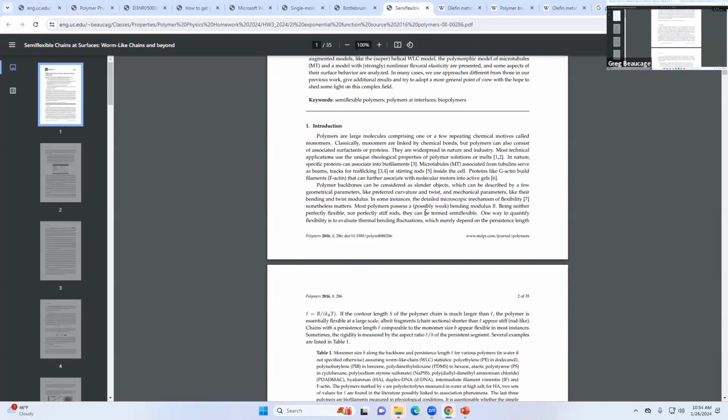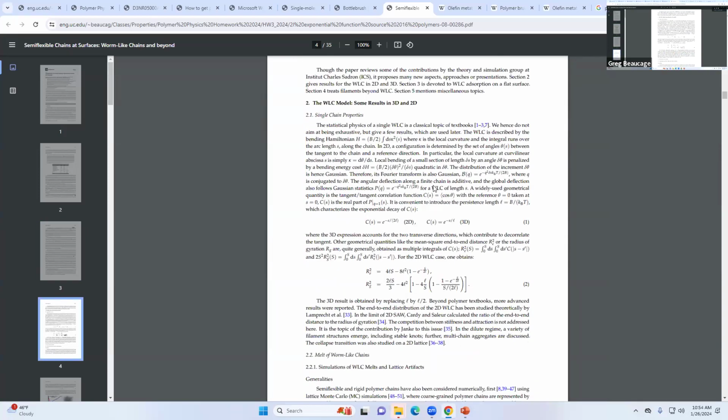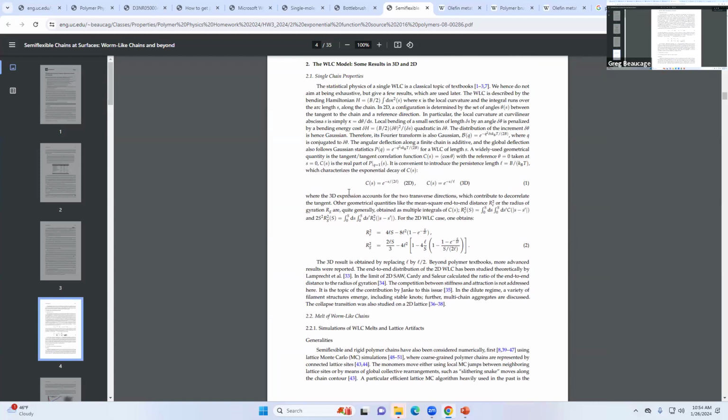They don't give it. Let's see, it's this paper, right? They just give that equation right here, 3D, 2D. You can read it. Widely used, it's convenient, and so on. Oh yeah, he says something like 3D accounts for two transverse directions.